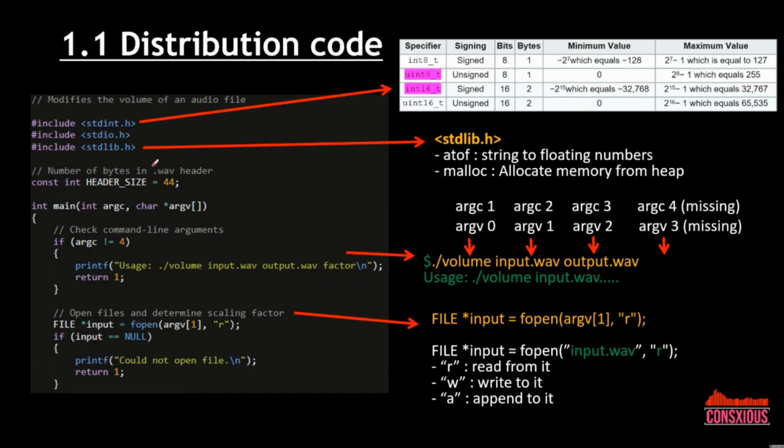So let's take a look at the distribution code. We can see here there are two new libraries, stdint.h and stdlib.h. With stdint, we have a few more functions to use, and specifiers. So we can see here there's uint8_t and int16_t. The 8 means bits. So 8 bits is equal to 1 byte. There's signed and unsigned. That's why you can notice there's the U here, which means unsigned.